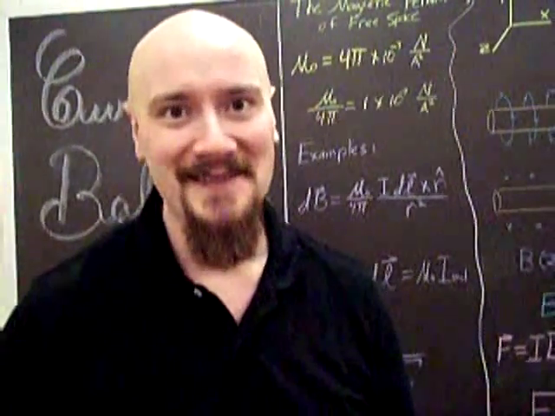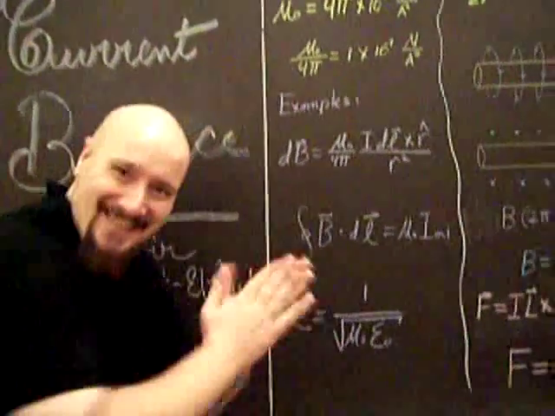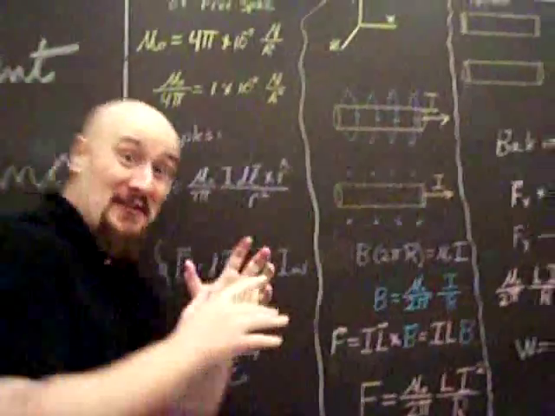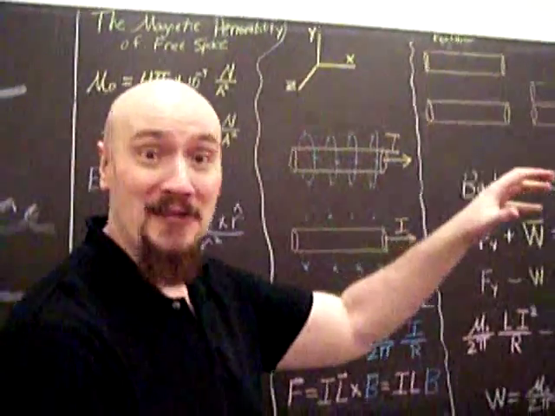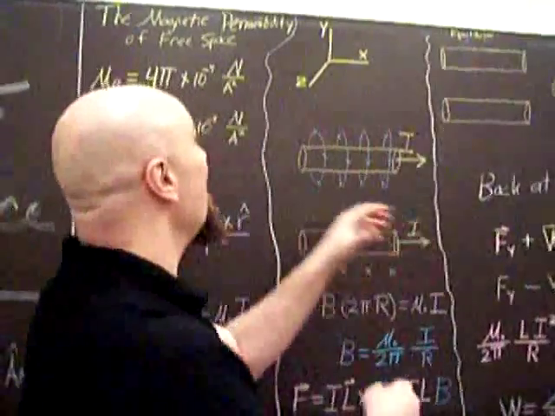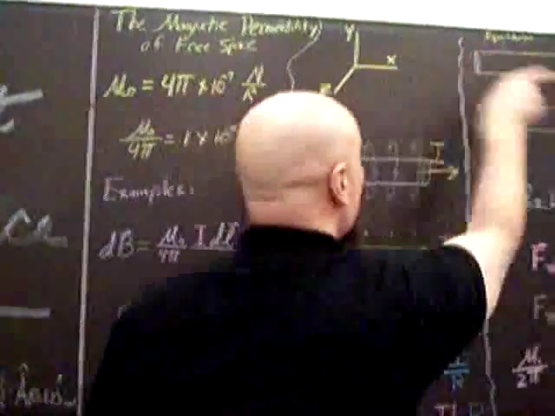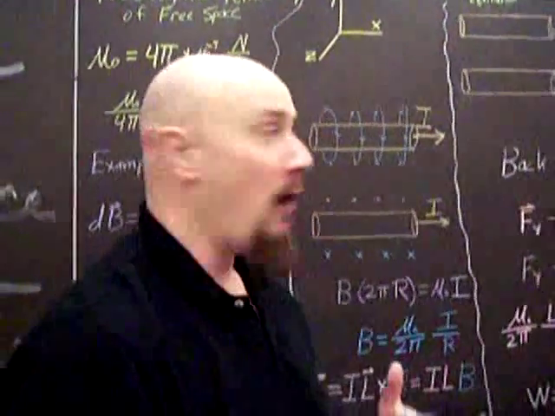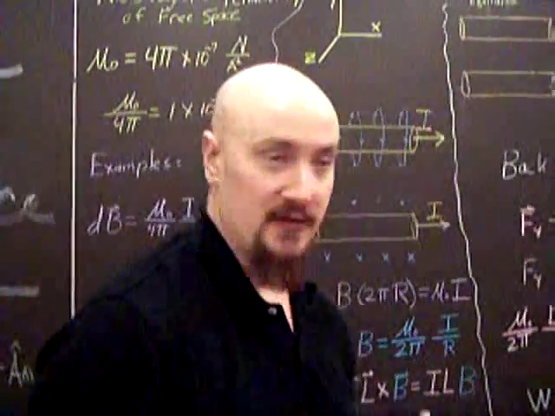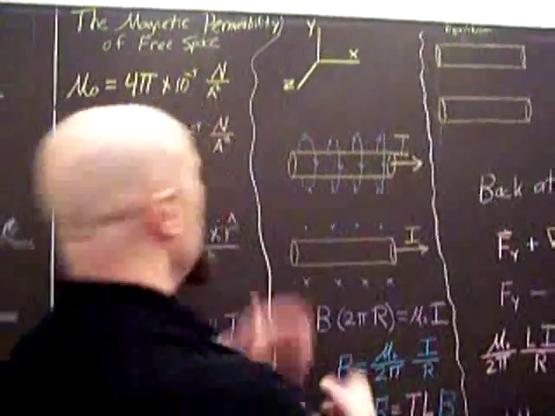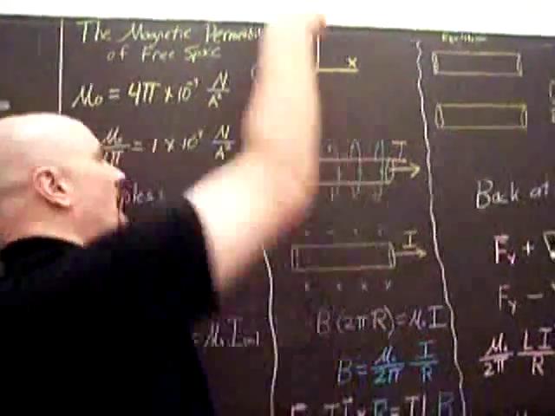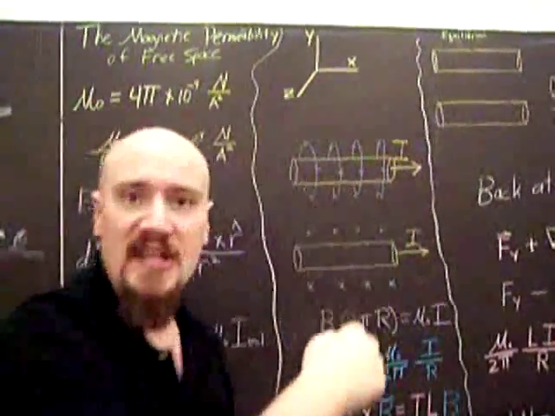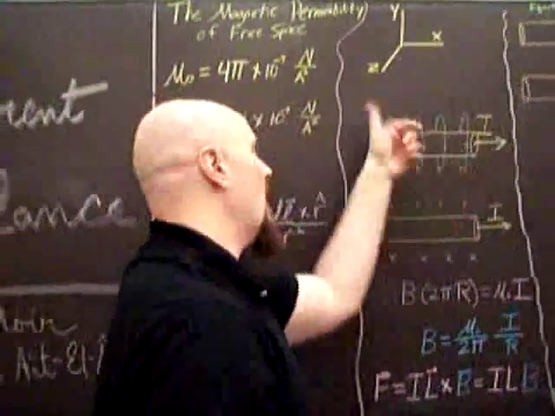Okay. All right, so let's make sure we're all on the same page here with our coordinate system. The x direction will be this way. For the theory part of this, all of our currents will be in the x direction. The y direction will be up and down, and then the z direction will be in and out of the board.